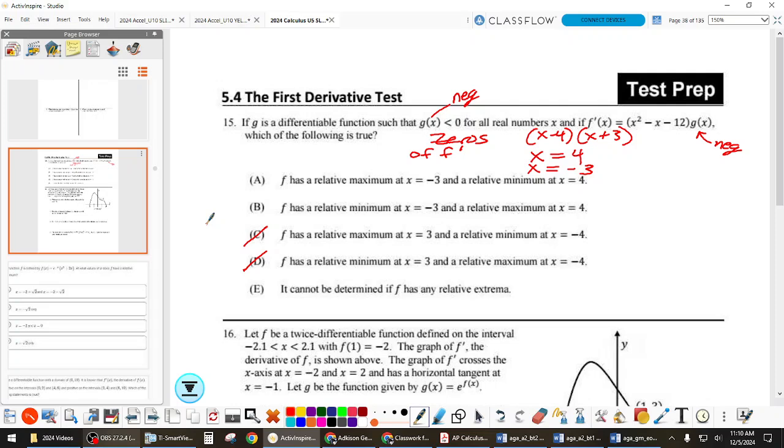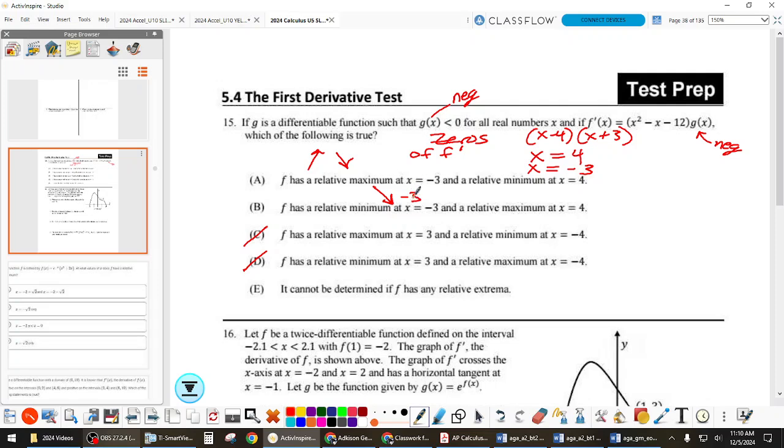Let's just pick one of them. If it has a max at negative 3, it would have to go from positive to negative around negative 3. So if we plug a negative number in here, let's say negative 4, so positive minus positive, well, plus positive, and then minus 12. Times negative, so that would be negative on the left side of negative 3. So that doesn't work, right? Because it would look like this. If we stick negative 3, it would look like this, was what we just found.